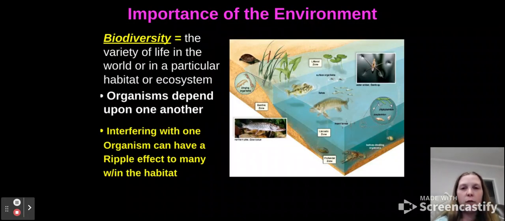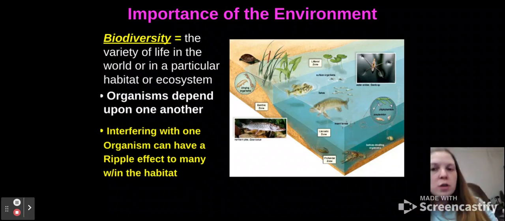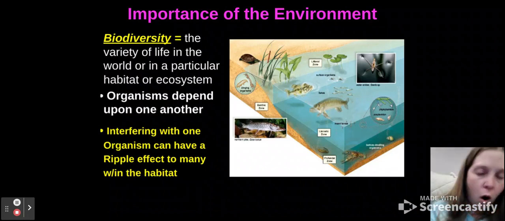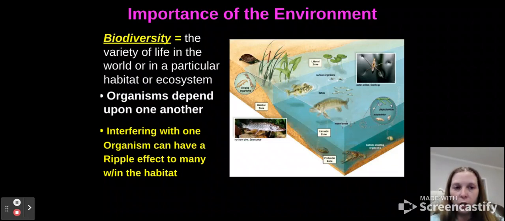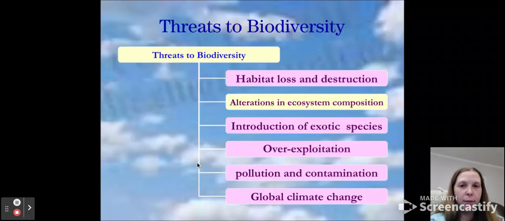So the importance of the environment is biodiversity, and this is the variety of life in that particular ecosystem. And this is because organisms do depend on one another. So certain ones that are autotrophs may be food to some of the consumers. And then those consumers are food to other consumers. Well, when those consumers die, they help the plants to grow again. So interfering with one organism will have a ripple effect to others in that habitat.